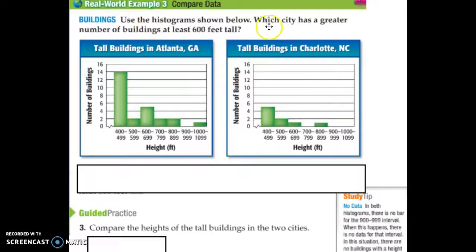So they want to use this to see which city has a greater number of buildings at least 600 feet tall. Well, at least 600 means 600 or more. So you got all of these in Atlanta. You only got 2 here in Charlotte. So Atlanta clearly has more buildings that are taller.